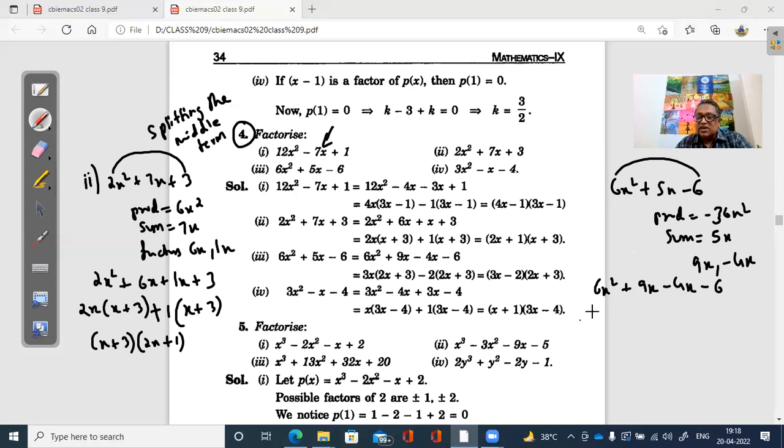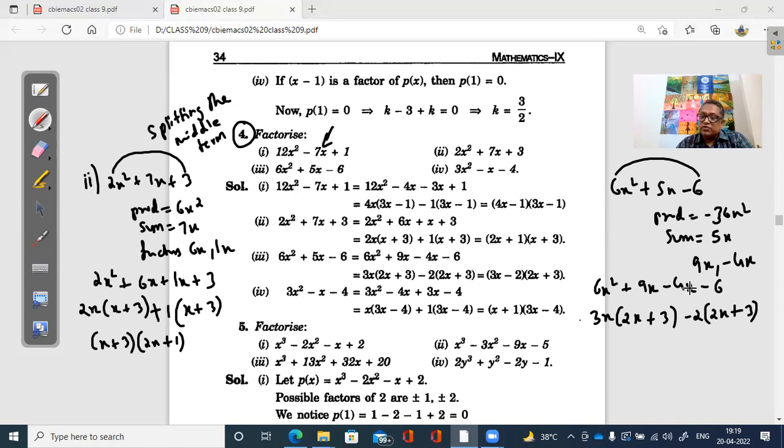Now what is common in 6 and 9 is 3. And in x square and x, x is common. So if I take 3x common, I am left with 2x, because there is an x square, so I've taken out x. And 3 goes how many times in 9? 3 times. So I will get 3x, 2x plus 3. Now what is common in 4 and 6? 2 is common. There's a negative in both, so I'll take minus 2 out. If I take minus 2 out, what is left here is 2x. And 2 goes how many times in 6? 3 times. So this will be plus 3.